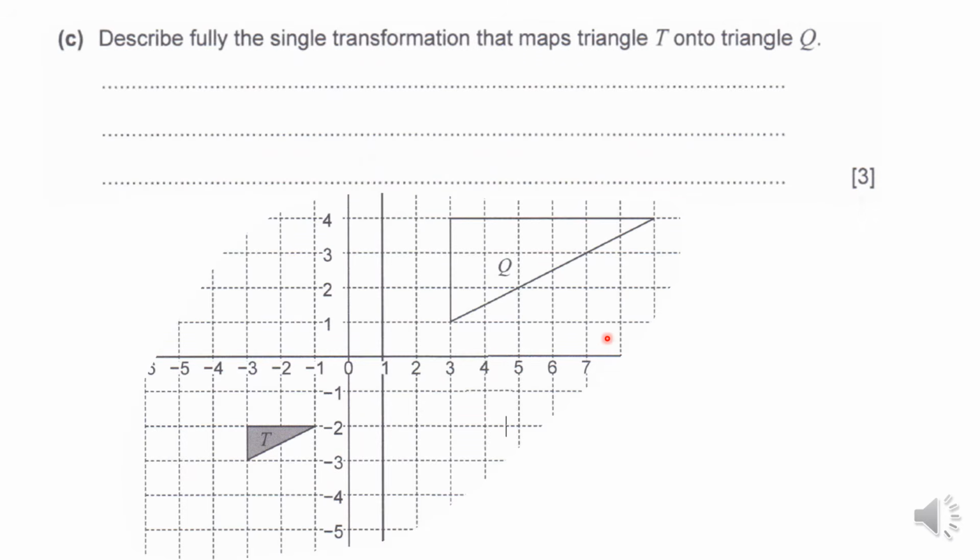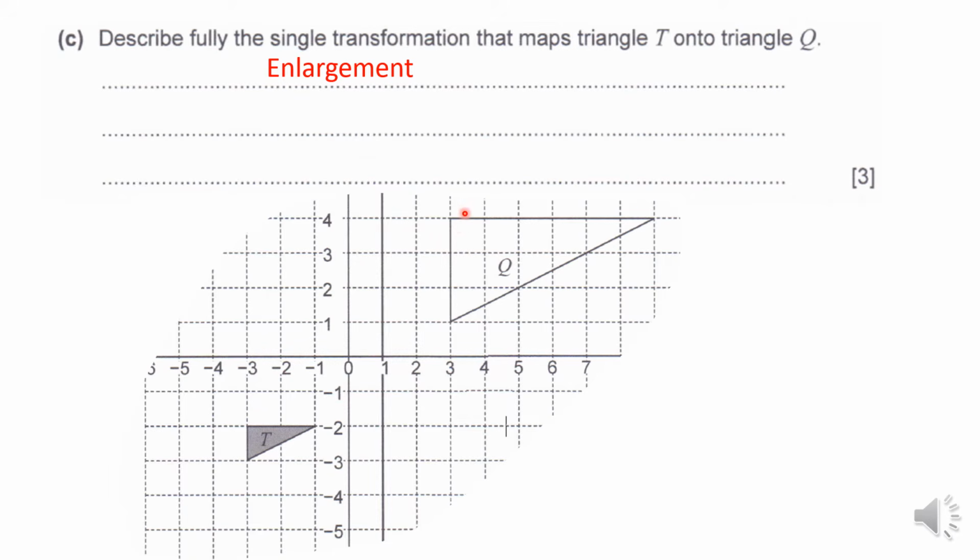Right, then there's a C part which I just moved a bit, to do it somewhere separately. You're supposed to describe the single transformation, only one transformation, that maps this T onto this Q. Now you can see that this is a smaller version, so this is a bigger version. So you can say enlargement, for writing enlargement, that's 1 mark. But now, there's also a scale factor, and scale factors can be calculated very easily. Make sure you understand your scale. Every little square block here represents 1 unit.